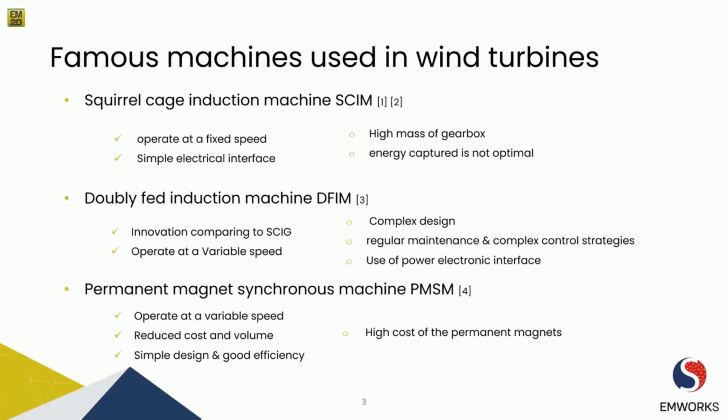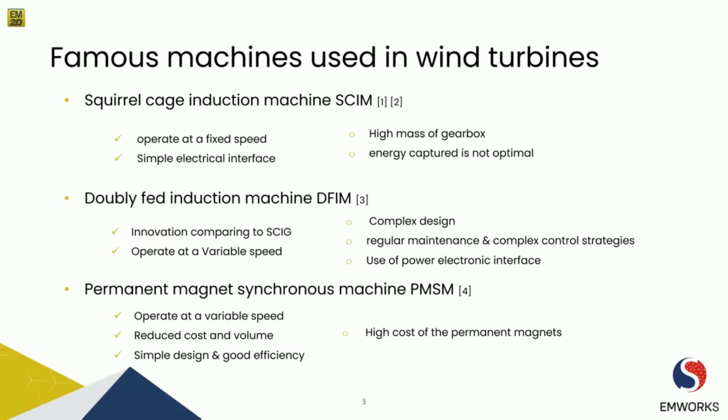Various machines are used for energy conversion in wind turbine systems. The most famous wind turbine generators currently used in wind energy conversion are asynchronous generators such as the squirrel cage induction machine, the doubly fed asynchronous generator, and the permanent magnet synchronous generator. So the question here is, how should we choose a machine for our wind turbine conversion? Let's go through each of the different types of generators.